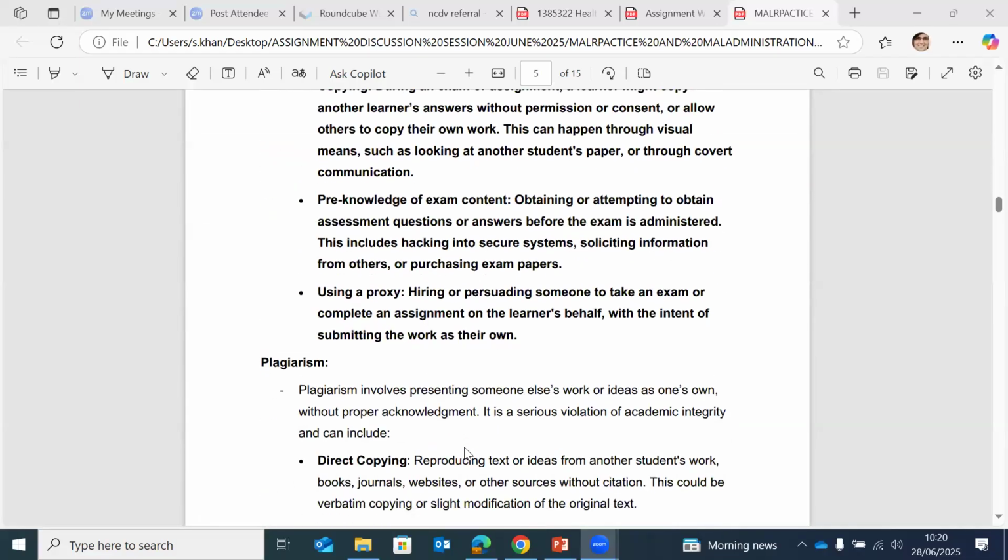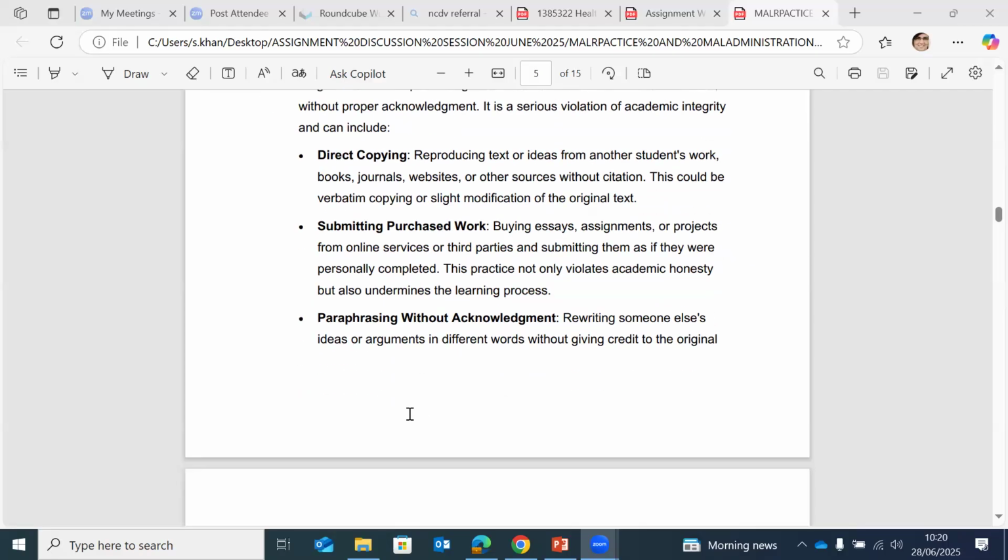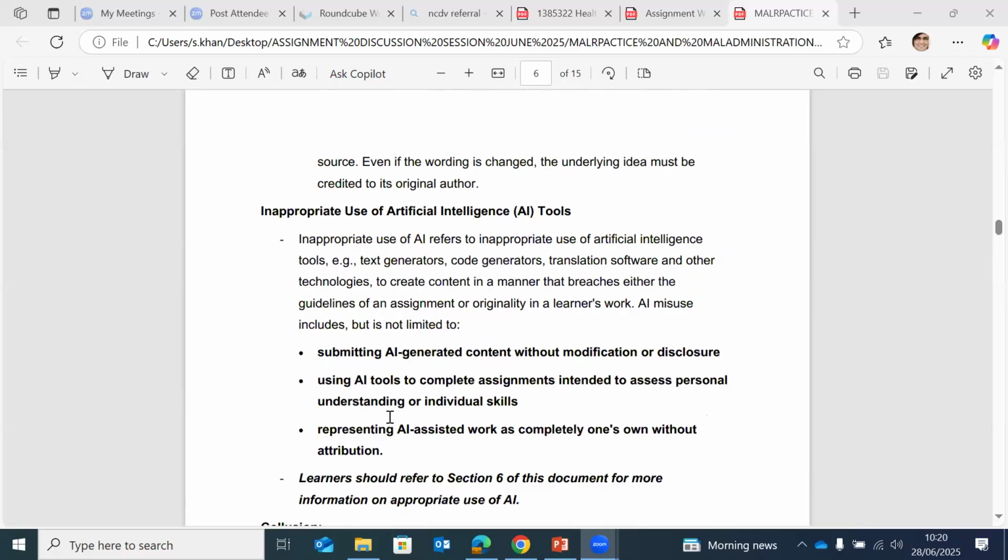It looks at cheating, it looks at plagiarism, direct copying from a book. That's someone else's work, so you're saying it's your work. Submitted purchased work, that's buying assignments off websites. I know people that have bought assignments from websites, and the online service they bought it from has told us, because I've worked with organizations that do that. So you really need to be careful what you submit, because you are signing.